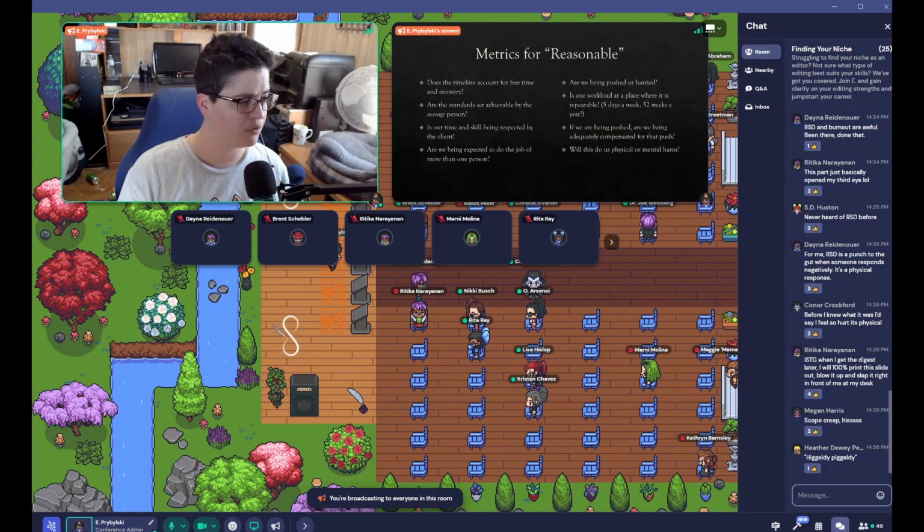If we are being pushed, are we being adequately compensated? So if we have a rush deadline, okay, but are we being adequately compensated by that for rush fees or overtime or whatever it is? Are we being respected in that way? And finally, will taking on this project cause us physical or mental harm?